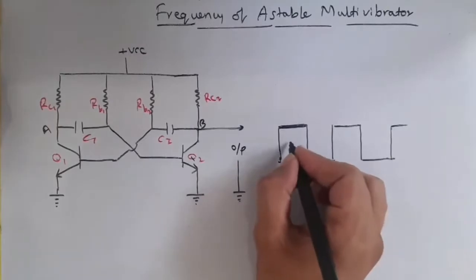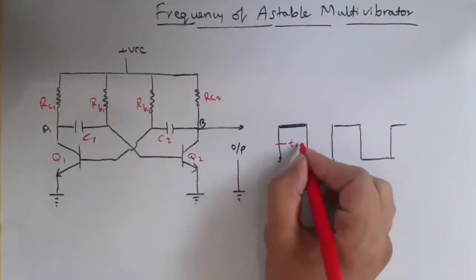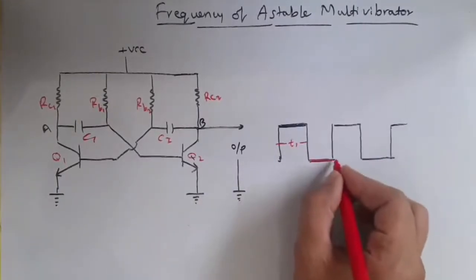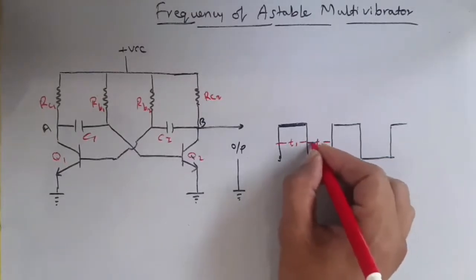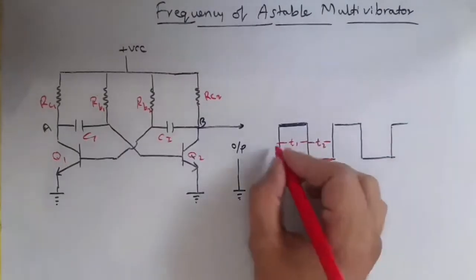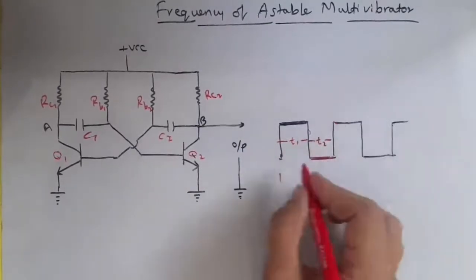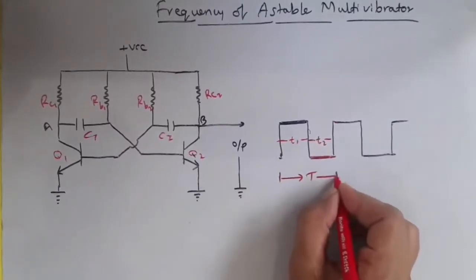Let this time be t1. I represent this time as t1. Okay, and again the circuit is remaining in the lower state, that is logic zero state. So I call this time as t2. Okay, and the total time for one complete wave, from this to again coming back to this point, let it be capital T.